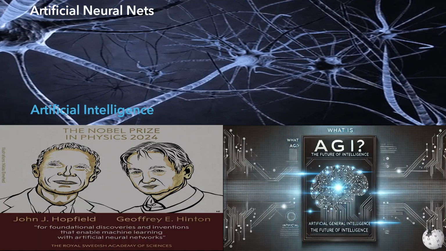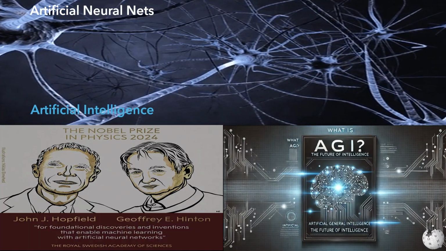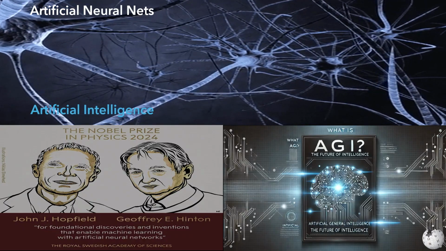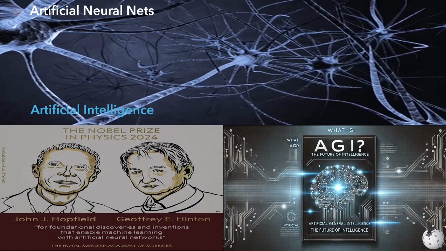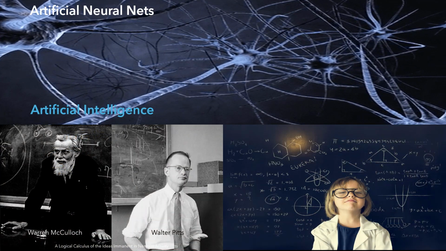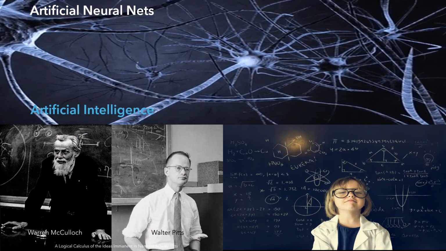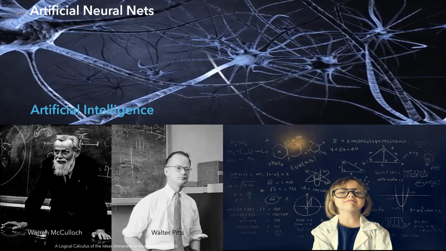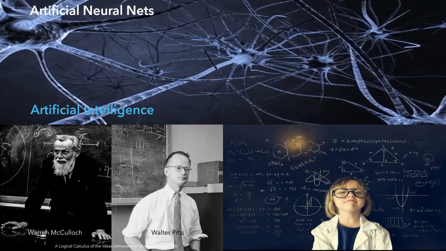In 2024, John Hopfield and Geoffrey Hinton were awarded the Nobel Prize in Physics for their foundational contributions to machine learning, particularly through their work on artificial neural networks. It should be noted that the seminal concept of artificial neural networks, proposed by McCulloch and Pitts, in 1943, is still the general approach of AI.